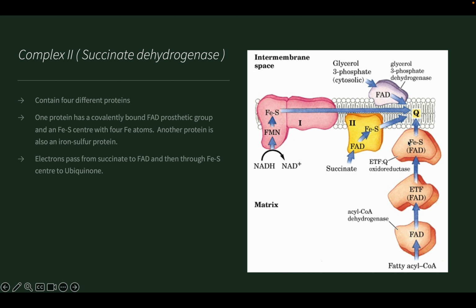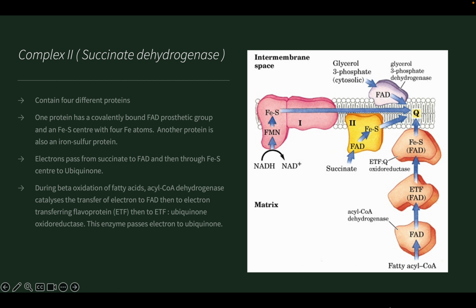And then there are different electron sources with the FAD group which can transfer, like the beta oxidation dehydrogenase, which transfers the electron to FAD, and then it moves to ubiquinol. Or glycerol 3 phosphate, which can also transfer the electron to FAD and then it passes to quinol. So all these different complexes can pass the electrons to the ubiquinol. And the important thing is, during this complex 2, there is no pumping of protons across the inner membrane space.